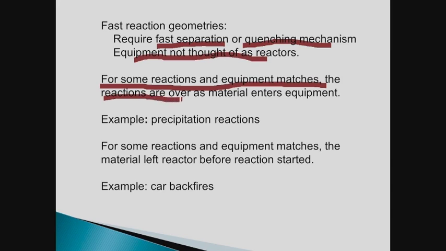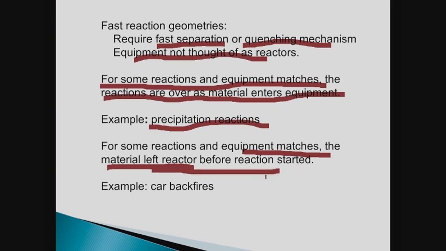The reactions are over as the material enters the equipment. Precipitation reactions are like that. Some material leaves the reactor before the reaction even takes place. An example of that would be a car backfire. The gasoline comes into the engine. Maybe some of it burns, combusts. Some of it goes out the tailpipe and burns in the tailpipe, so you have a backfire.